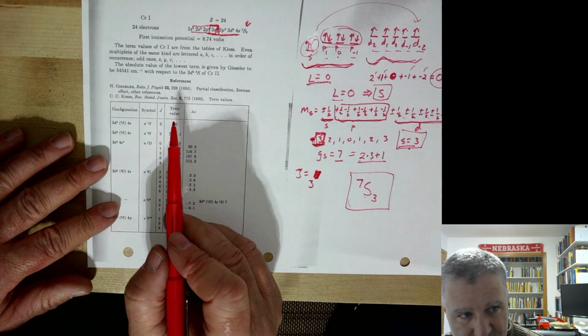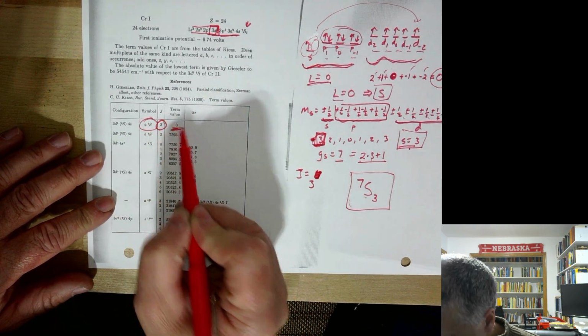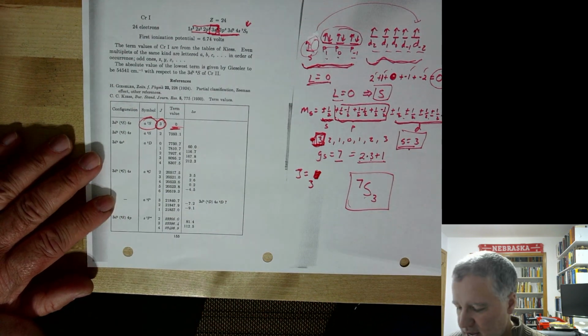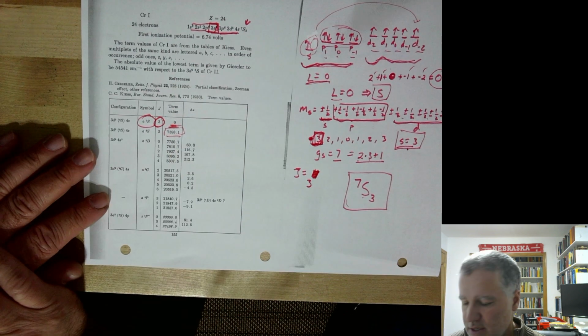And let's go look at that. Sure enough, 7S3. There's no other states there at low energies. The next highest state then, 7,000 wave numbers above it.